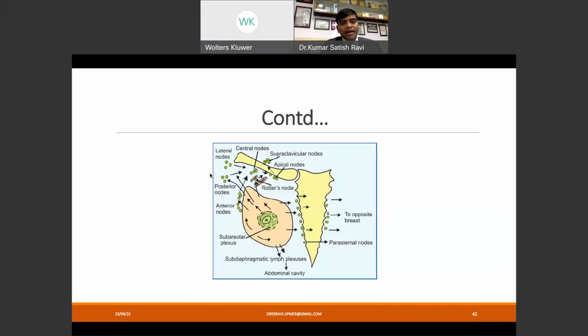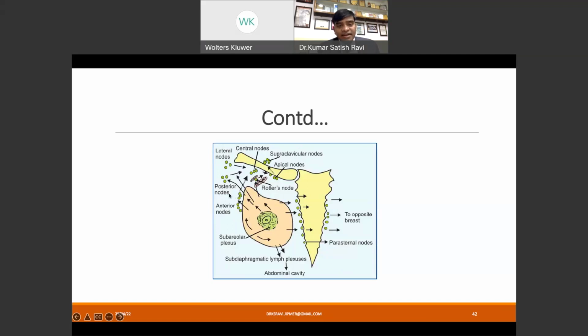And apart from that, you can appreciate over here we have the lateral nodes. So basically from the anterior and the posterior, it will pass to the central and the lateral groups of lymph nodes, and through them, it will go to the apical lymph nodes. In this diagram, you can appreciate the apical lymph nodes. Finally, it reaches the supraclavicular lymph nodes. So I repeat, 75% drains into the anterior axillary lymph nodes, and it will go towards the anterior nodes and the posterior nodes.